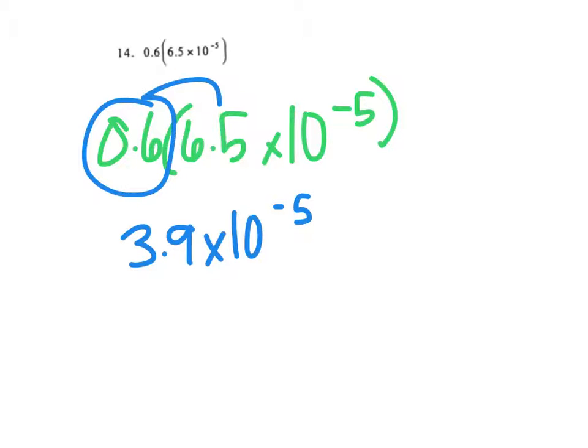I want to make sure I did that right. Yeah, I did. The good news here is this is in scientific notation. My number is between 1 and 10. We're good to go. We don't have to change anything. And that's your final answer.